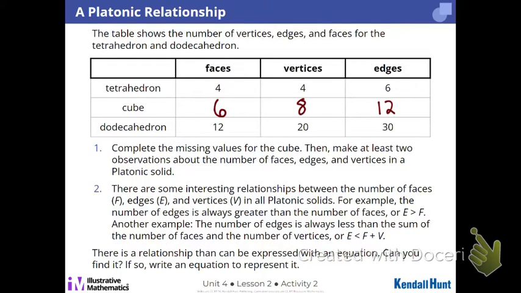Excellent. So looking at number 1, what are some observations you made about the number of faces, edges, and vertices? Josiah? All of the faces, vertices, and edges are all even.